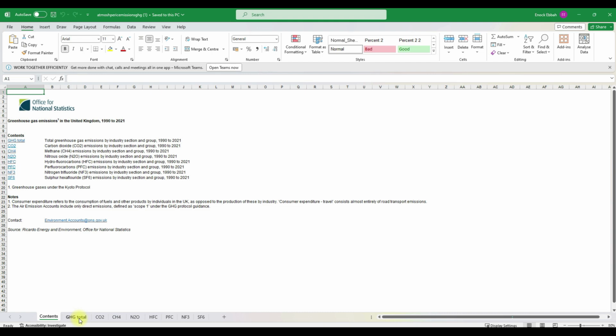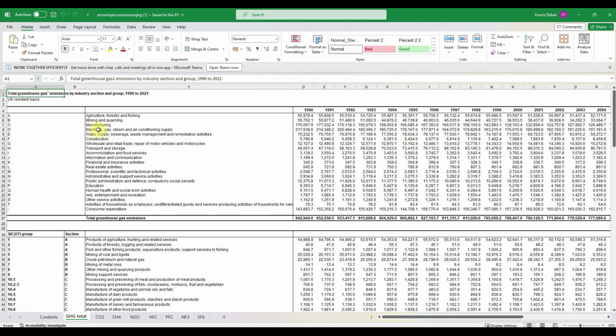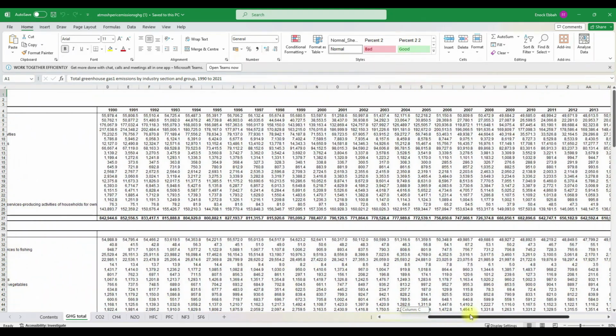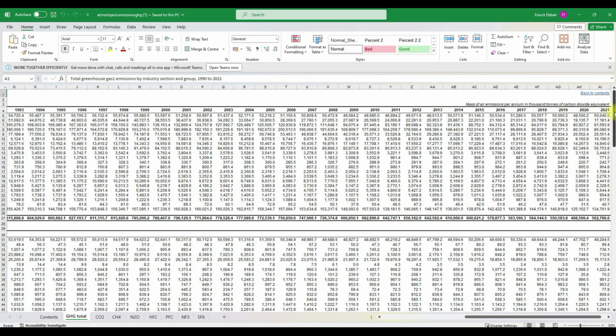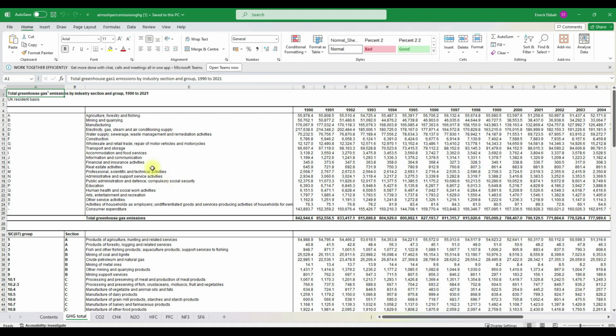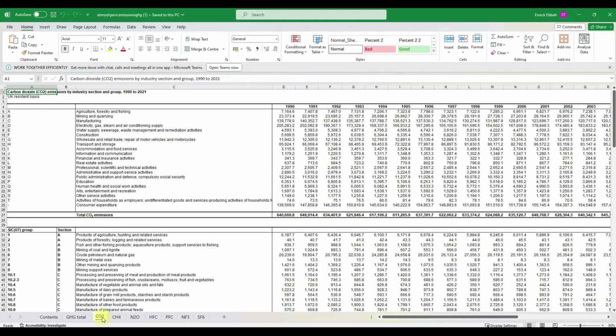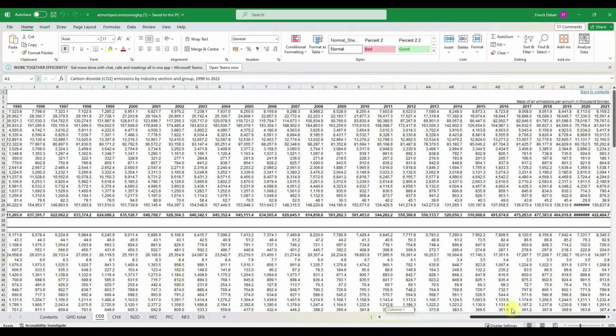So we look at the total emissions. We can see the various sectors overall, between 1990 and, as we go along, 2021, and the emissions from the various sectors. We can see again the greenhouse gas emissions total year on year. If you explore CO2 as an example, again we can see from the agricultural sector from 1990 to 2021 the emissions for the UK.